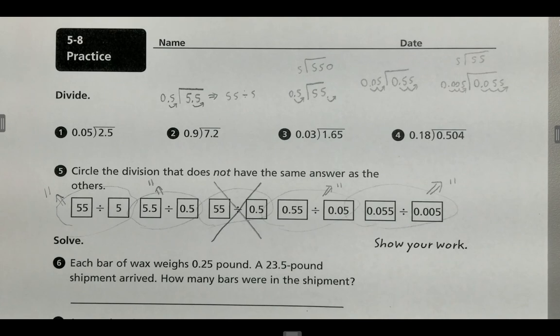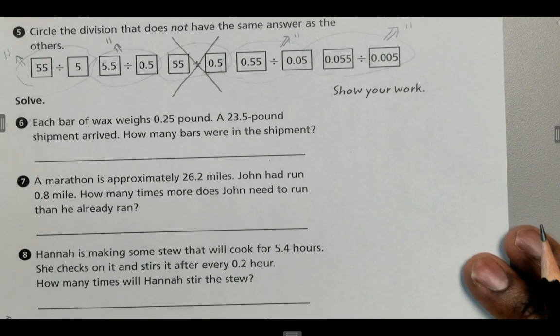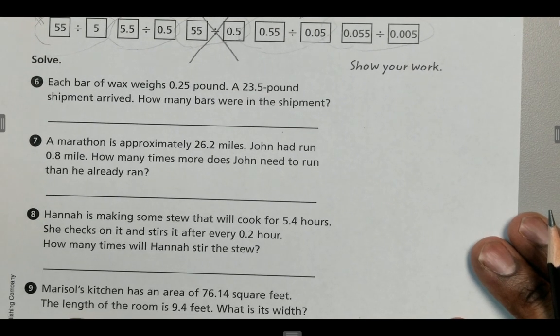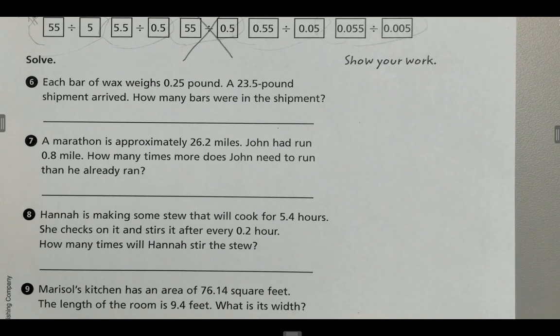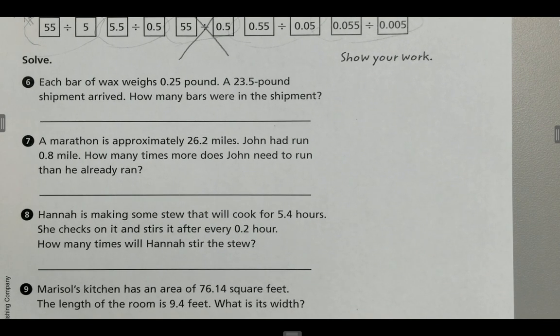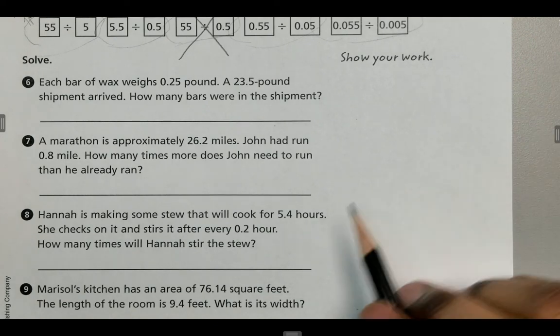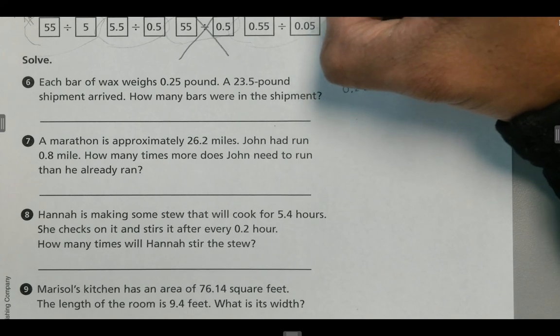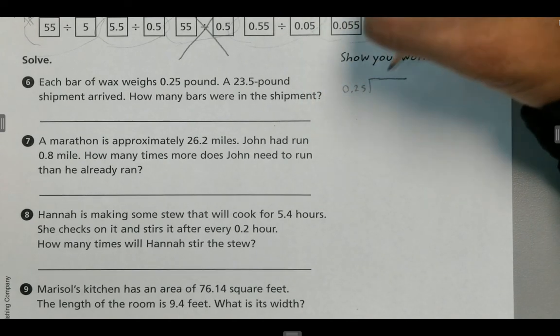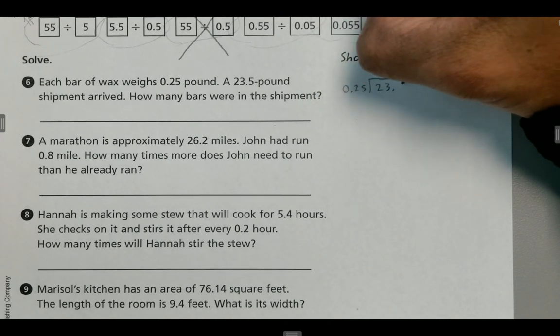Okay, moving on. Number 6, each bar of wax weighs 25/100 of a pound. A 23 5/10 pound shipment arrived. How many bars were in the shipment? Okay, so let's set this up as division. 25/100 is going to be outside the bracket. That's our divisor. 23 5/10 is going to be inside the bracket.